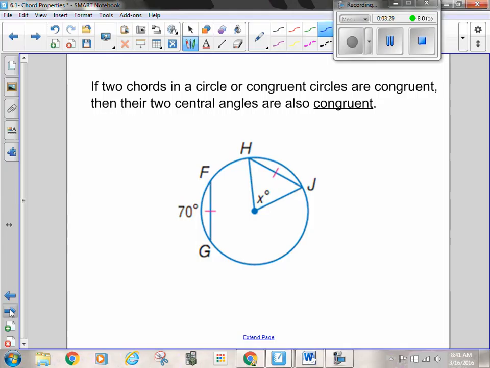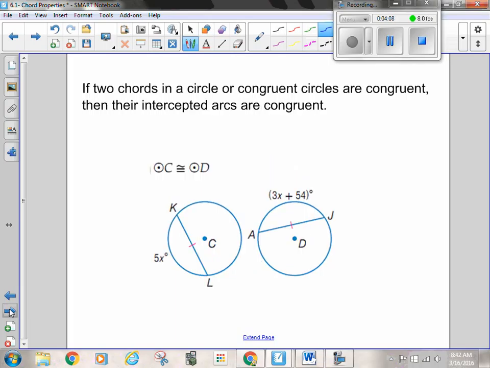Okay, if two chords in a circle or congruent circles are congruent, then their central angles are also congruent. So here I have two chords. They are marked as congruent. And if I draw my central angle here, I have an arc that's 70 degrees, and it's got a central angle that's also going to be 70 degrees. Both of these chords here are congruent, so that means that x is also going to be 70 degrees. So those arcs are congruent, those angles are congruent, and those chords are all congruent.